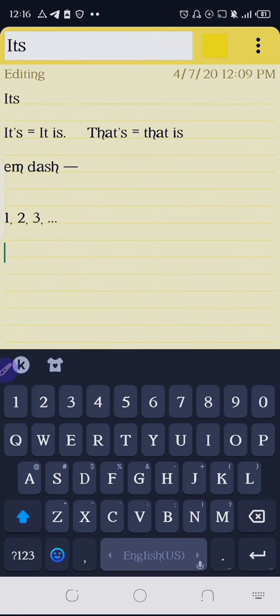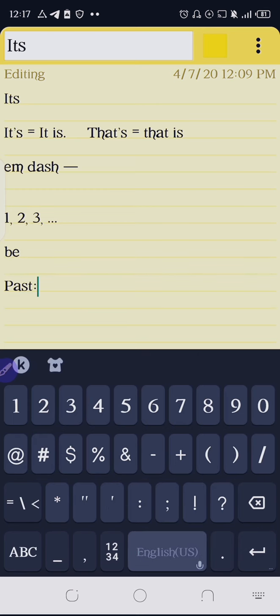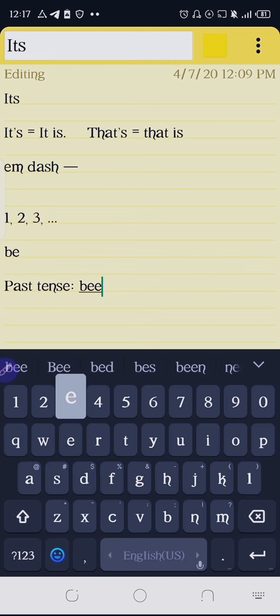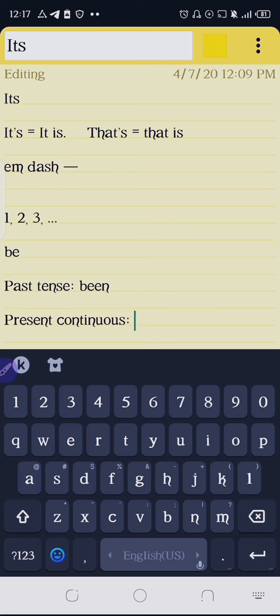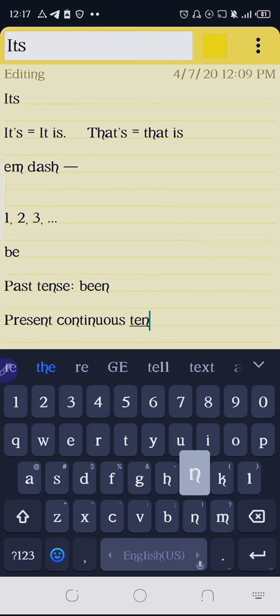Here is the past tense of be. Be is the present tense. The past tense of be is been, and the present continuous tense is been. I'm not a very fast typer. Present continuous tense is been, so keep that in mind.